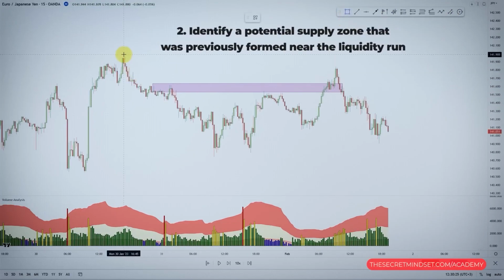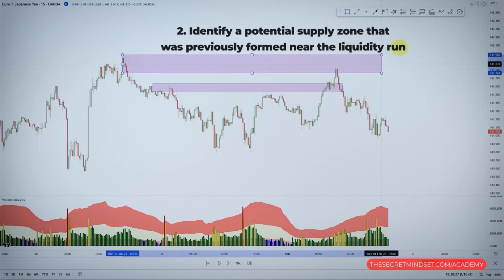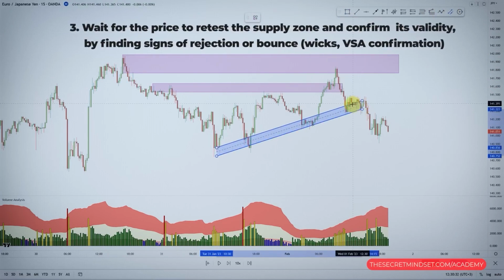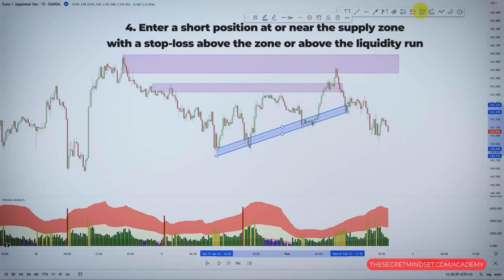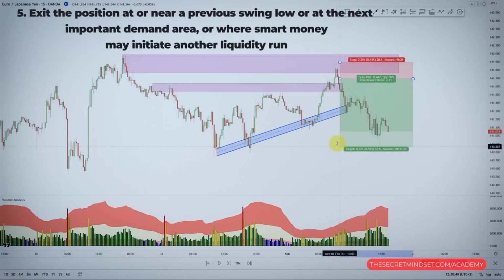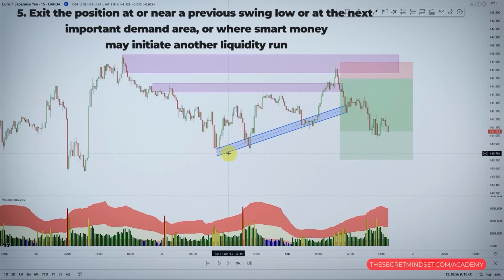Then identify a potential supply zone that was previously formed around the liquidity run. Then wait for price to retest the supply zone and confirm its validity by finding signs of rejection. Enter a short position at or near the supply zone with a stop loss above the zone or above the liquidity clearout, and exit the position at or near a previous swing low or at the next important demand area, or where smart money may initiate another liquidity run.